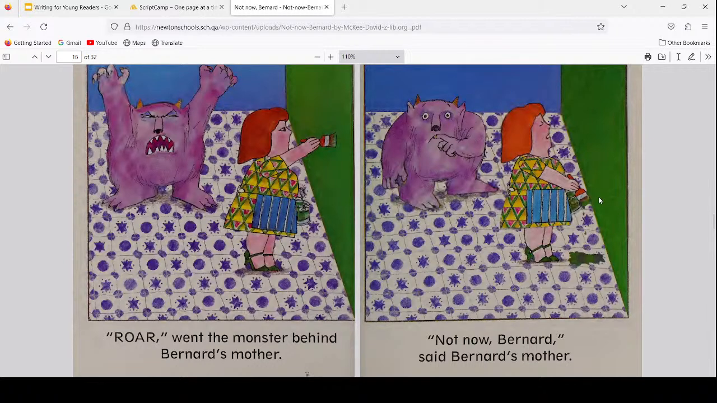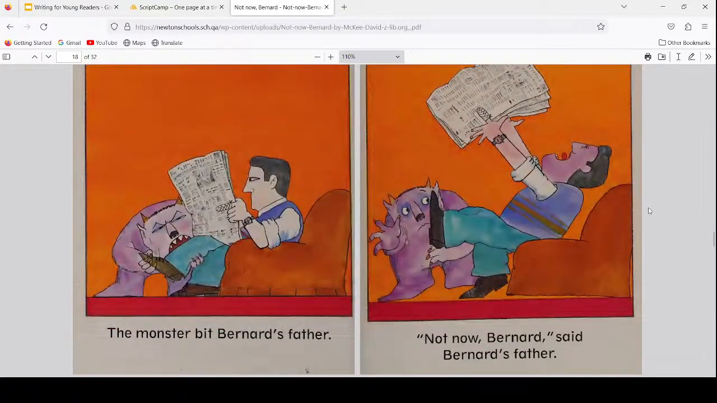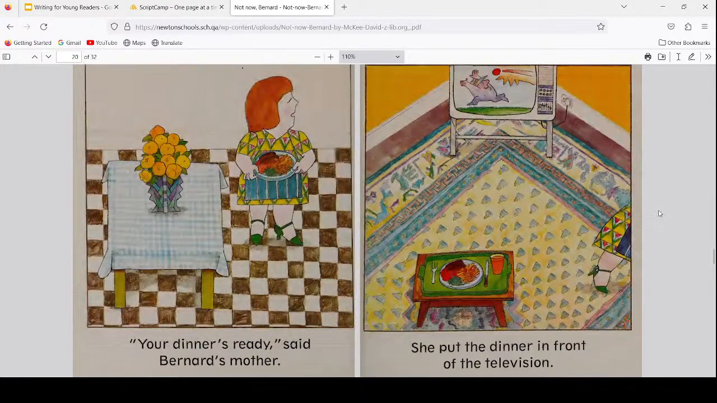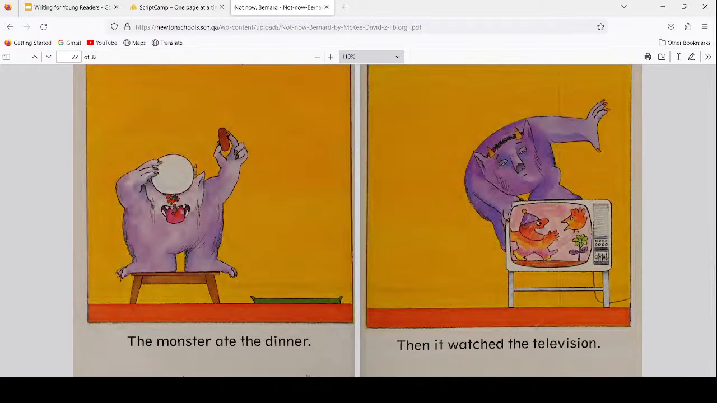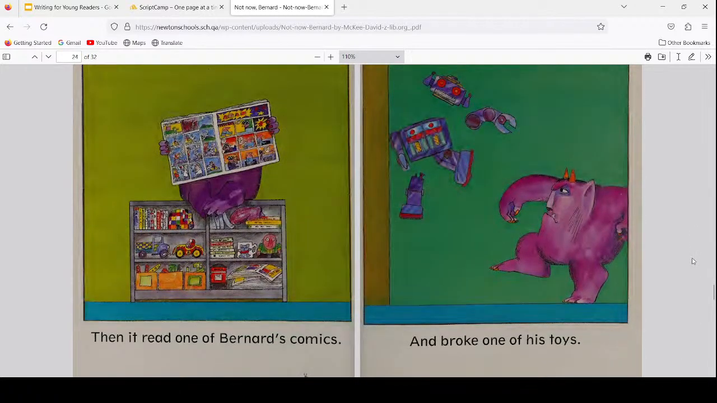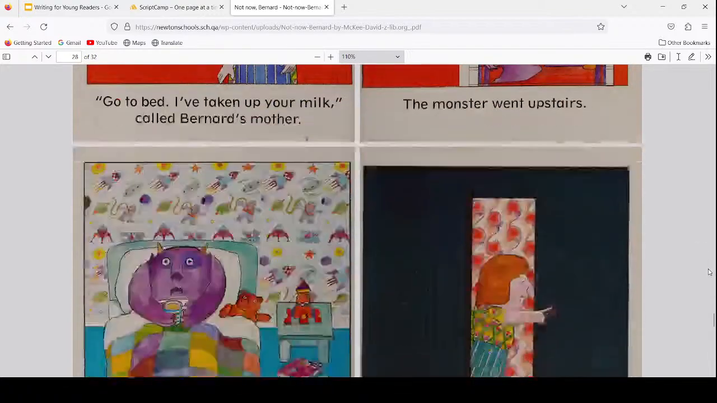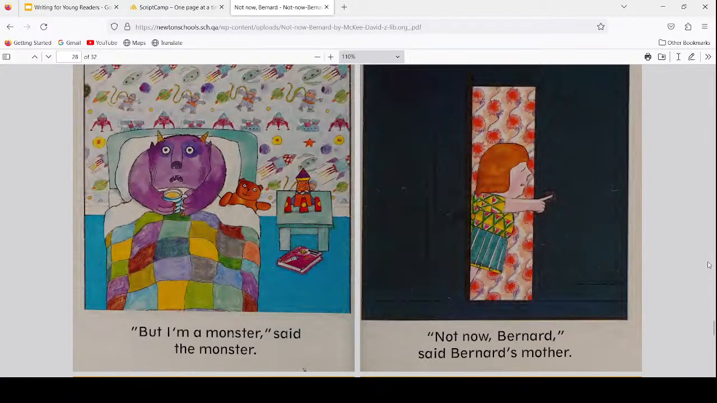"Not now, Bernard," said Bernard's mother. Well, getting paint on the floor there. The mother bit Bernard's father. "Not now, Bernard," said Bernard's father. "Your dinner's ready," said Bernard's mother. She put the dinner in front of the television. The monster ate the dinner and it watched the television. Then it read one of Bernard's comics and broke one of his toys. "Go to bed, I've taken up your milk," called Bernard's mother. The monster went upstairs. "I'm a monster," said the monster. "Not now, Bernard," said Bernard's mother.